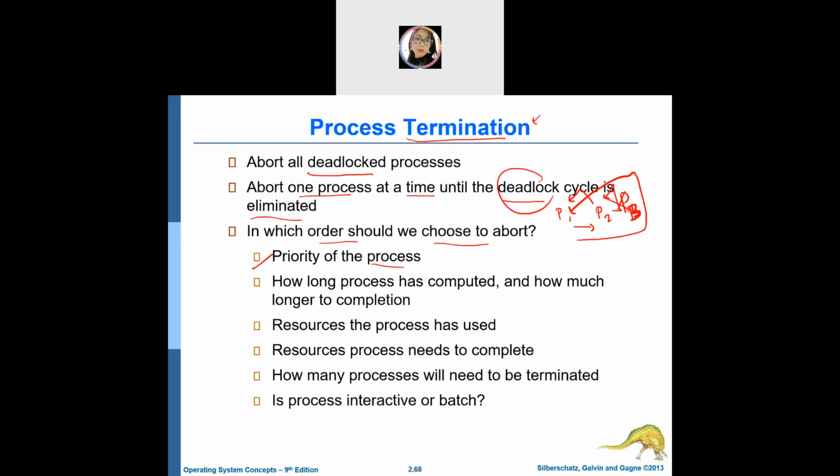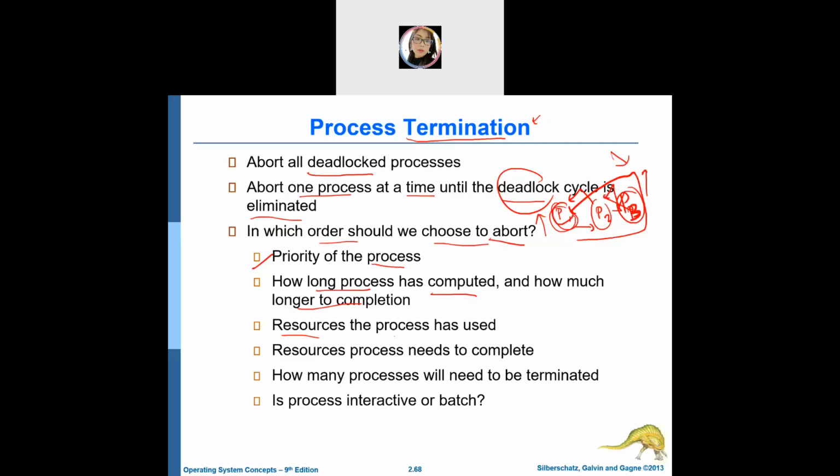Priority of the process. You need to check the priority of the process. Which one has a higher process priority? Whether P3 is in a higher priority or P1 is higher priority. So the higher priority you're going to abort first. How long the process has completed and how much longer until completion. So you need to also check how long P1 will take to end. So if it can end directly, then I think you're going to go for the longest one.